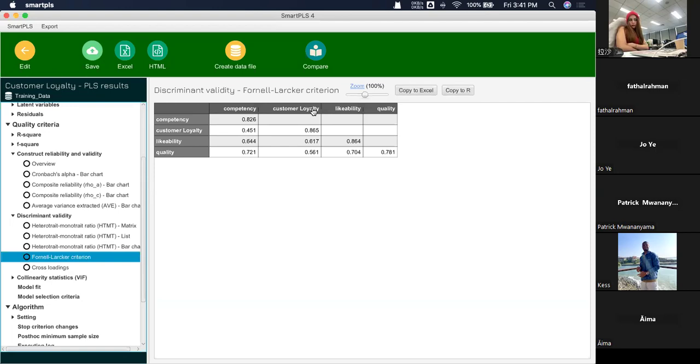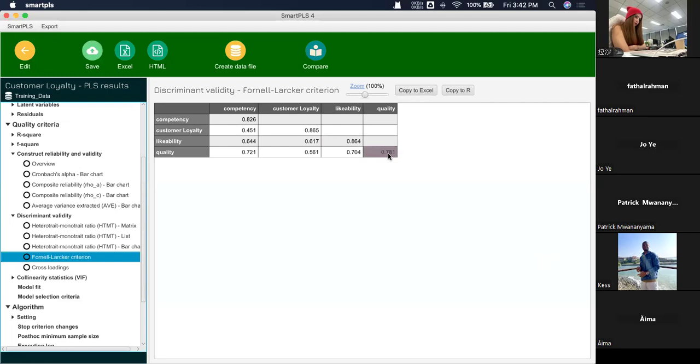What is the square root? 0.865. Thank you. So if you take a look at it, you can see 0.865 is here, right? And 0.865 is greater than all the values under it. Similarly, what is the square root of 0.747, which is the AVE for likability? 0.864. Thank you. 0.864, and it is lower than this. And if you take a look at that of quality, you're going to have this.